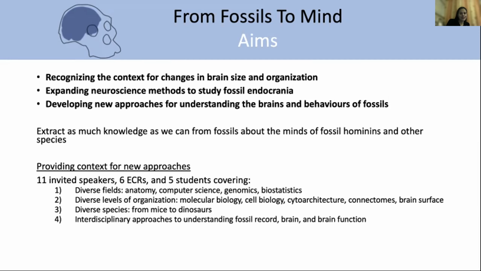We've invited 11 different speakers. We've got 6 ECRs and 5 students. And as a group, we'll be covering diverse fields, including anatomy, computer science, genomics, and biostats. We're going to be investigating the brain at diverse levels of organization, including molecular biology, cell biology, cytoarchitecture, connectomes, and the surface of the brain. The species we cover are diverse. We're going to be ranging from mice to dinosaurs. And we're going to be using all sorts of different interdisciplinary approaches as well.